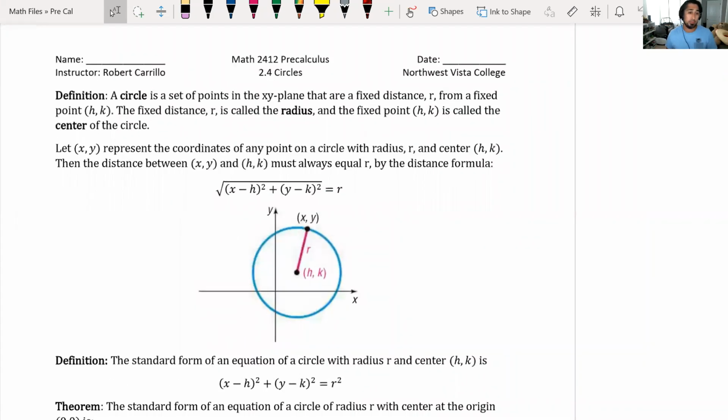So the definition: a circle is a set of points in the XY plane that are a fixed distance r from a point (h, k). The distance r is called the radius, and the fixed point (h, k) is called the center. Let (x, y) represent the coordinates of any point on a circle with radius r and center (h, k). The distance between the point on the circle (x, y) and the center (h, k) must always equal the radius, and this is done by the distance formula. The square root of (x minus h) squared plus (y minus k) squared equals r. So that will always give us the radius.